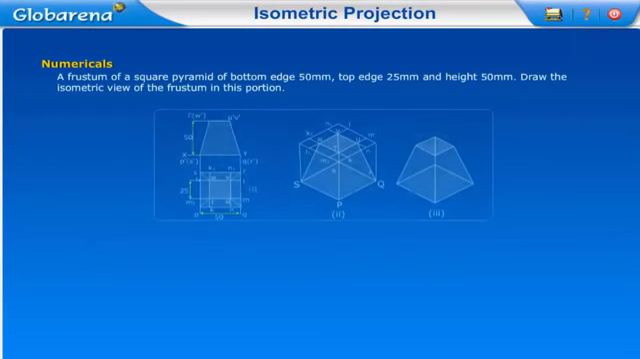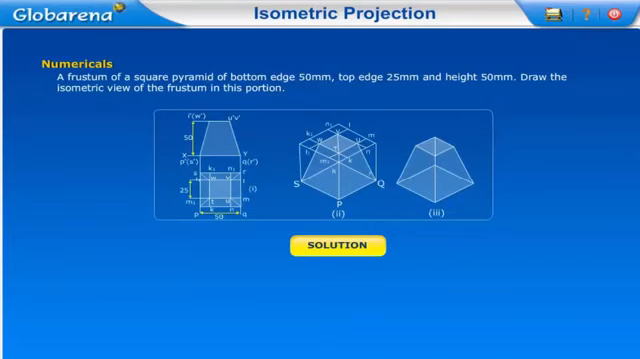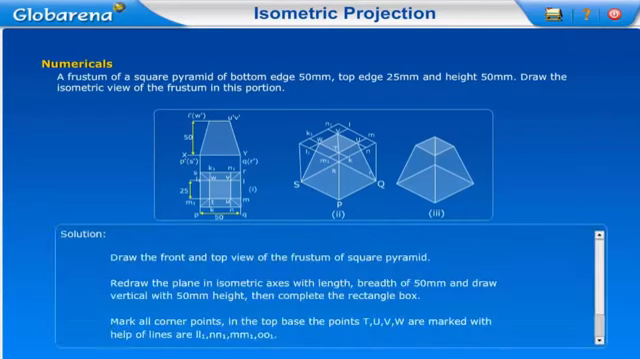Numericals. A frustum of a square pyramid is of bottom edge 50 mm, top edge 25 mm, and height 50 mm. Draw the isometric view of the frustum. Solution. Draw the front and top view of the frustum of the square pyramid. Redraw the plane in isometric axis with length and breadth of 50 mm and draw the vertical with 50 mm height. Then complete the rectangle box.